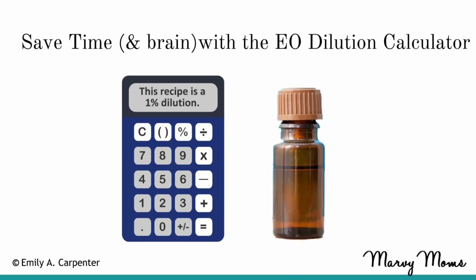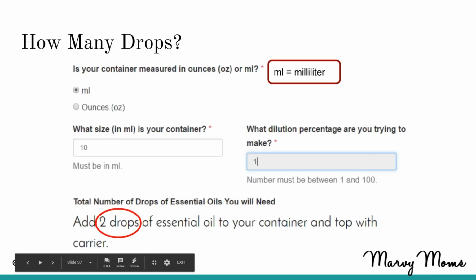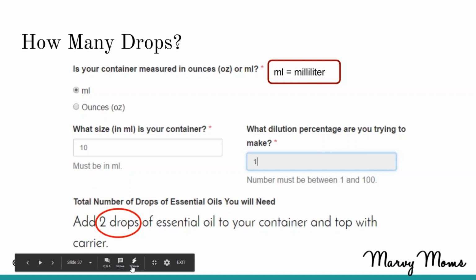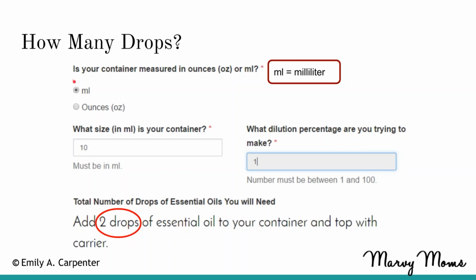So this is just a really simple calculator, again, based on the 20 drop assumption. So I'm assuming there are 20 drops in 1 milliliter with this calculator. And there are two different ways to use the calculator. The first way is to find out how many drops of essential oil you need to add to your blending. You can say whether your container is measured in milliliters or ounces. Those are the two common ways that containers are measured for blending.